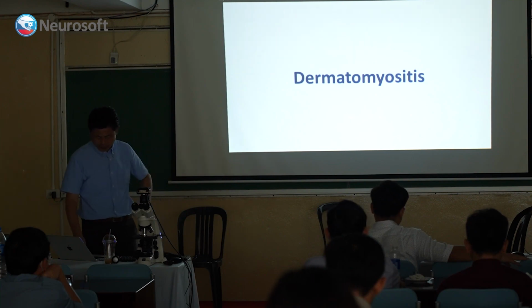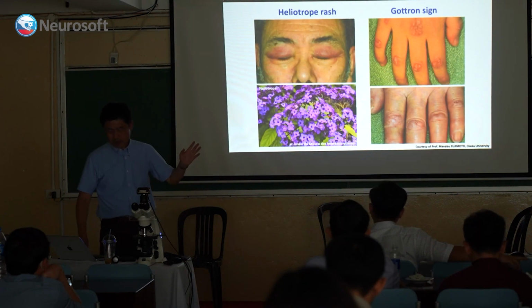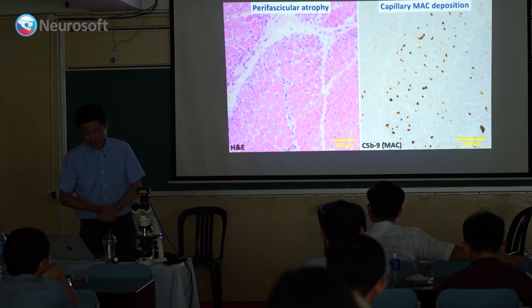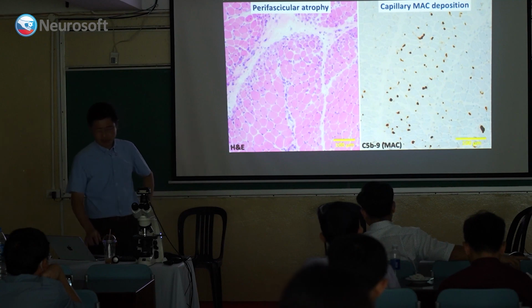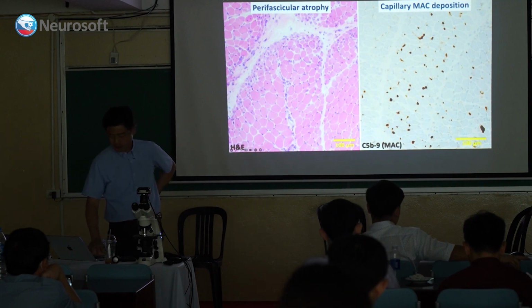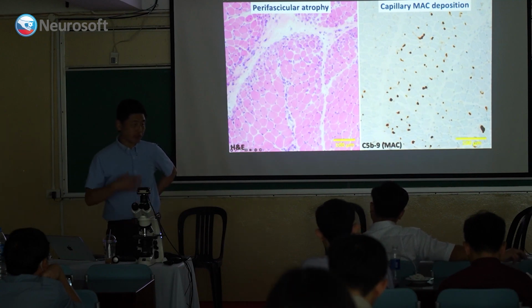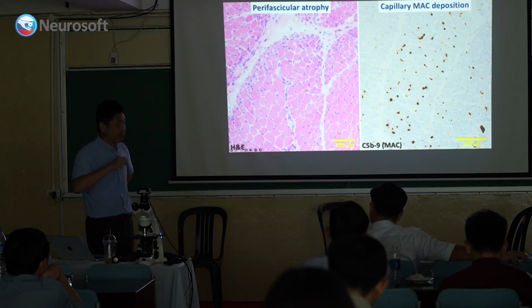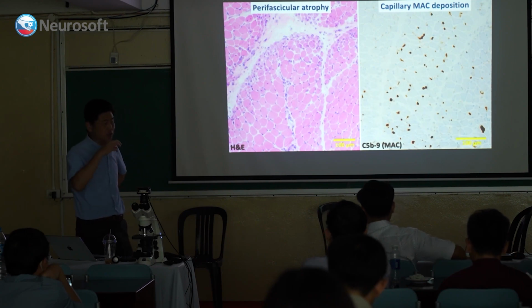Okay, so I will talk about dermatomyositis. You know that dermatomyositis is characterized by heliotrope rash, Gottron sign, or other typical dermatomyositis signs. And I already talked about this one. The perivascular atrophy is typically seen. Another important feature, classically known, is capillary MAC. MAC is a membrane attack complex, or C5b-9 complement deposition onto the capillary.